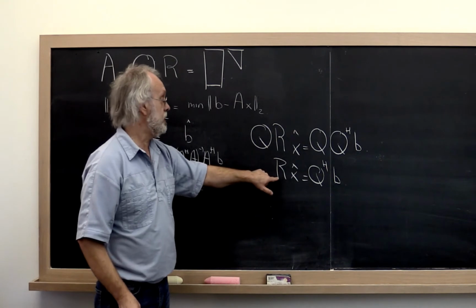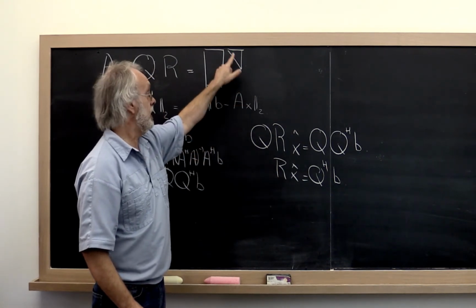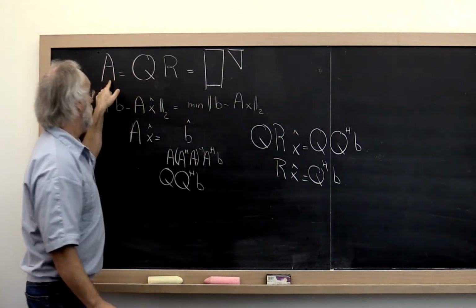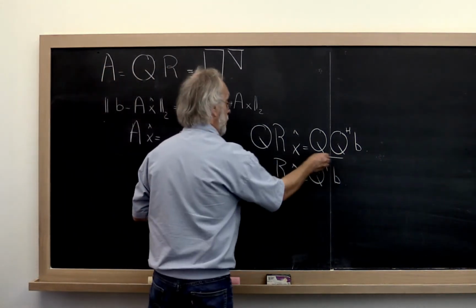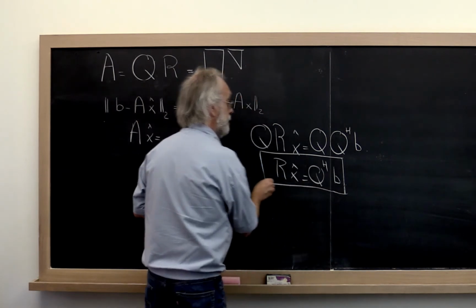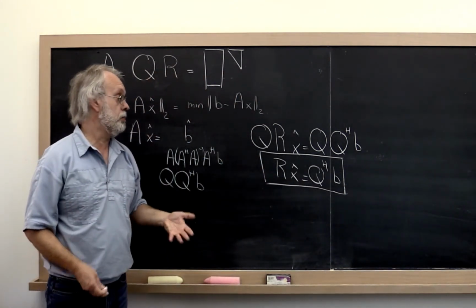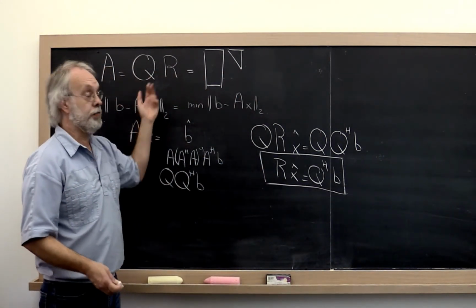And remember that we said that R is non-singular, it has no zeros on the diagonal because A has linearly independent columns. And bingo, we've got ourselves a way of solving the linear least squares problem using the QR factorization.